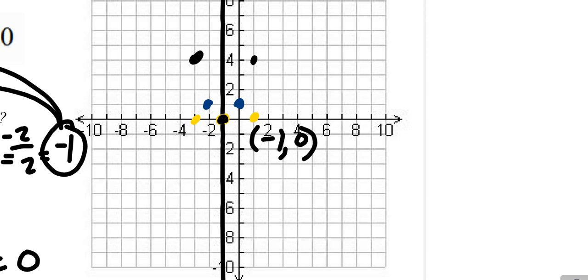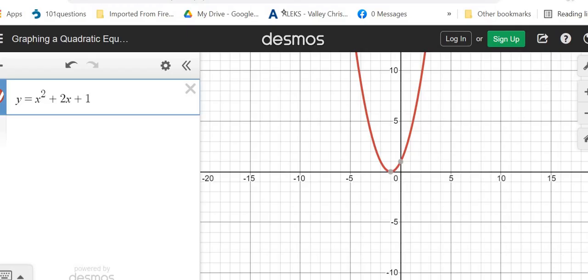There you go. Now it's a little bit easier to see the parabola. The parabola looks like this. Which is exactly what we're getting on Desmos.